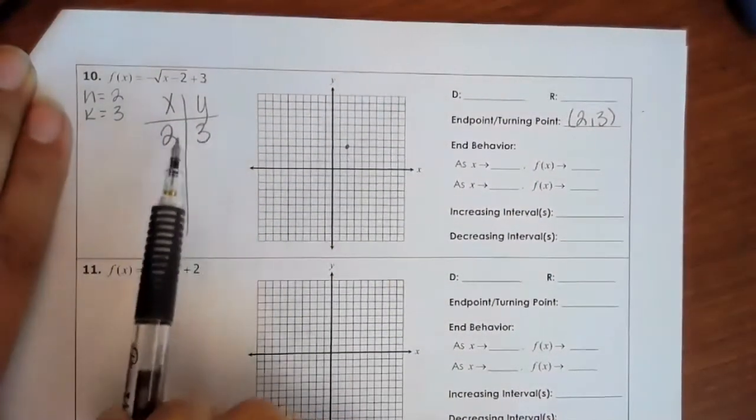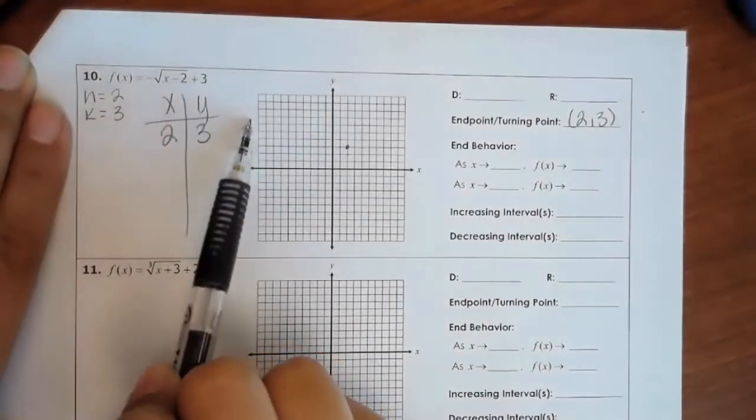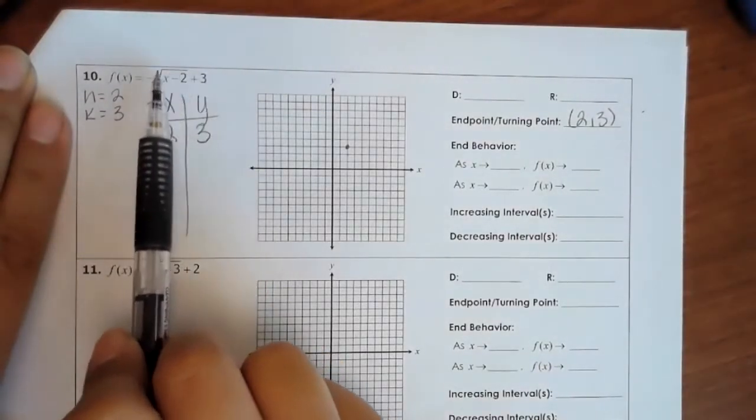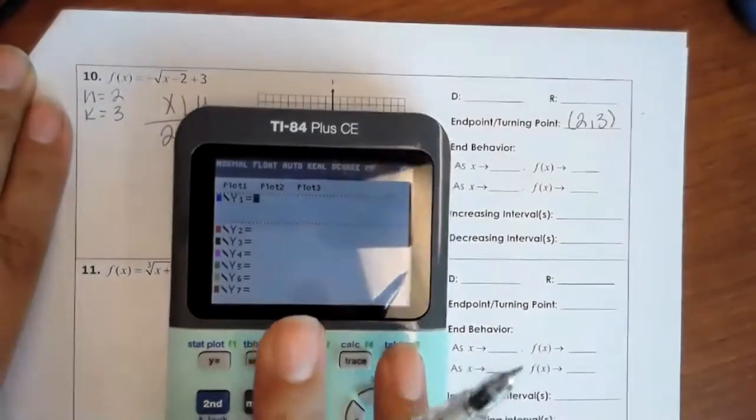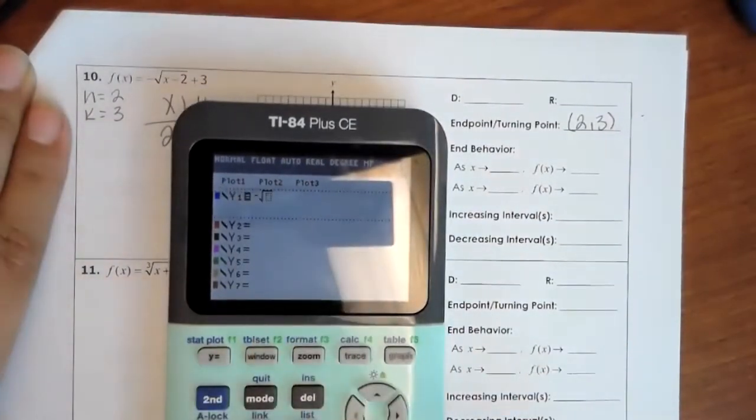All right, so remember that you're wanting to plug in numbers that are going to give you a perfect square down here. Or if you would like to, you can also go into y equals and plug in the function exactly as it looks.